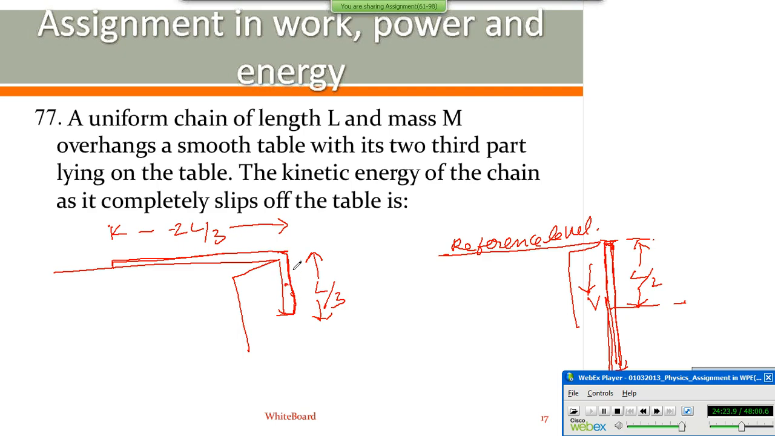Initially, one-third of the length of the chain is hanging from the edge of the table. It is a uniform chain, which means the chain has the same density and same cross-sectional area throughout. So the mass of the hanging part is one-third of the total mass, and the length of the hanging part is one-third of the total length. The center of mass of the hanging part will be at a distance equal to half of the length of the hanging part. That is half of L by 3, which is L by 6.